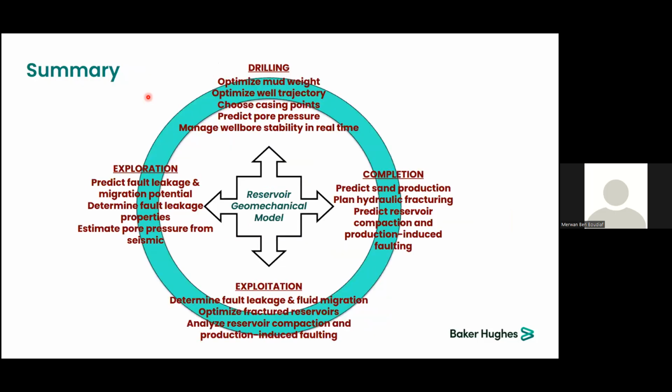So this is the end of the presentation. It took longer than expected, my apologies for that. We have seen that reservoir geomechanics is a core discipline that really deals with most facets of the oil and gas industry, from the exploration and the drilling to the production phase here. So thank you for listening, and if you have any questions, they are more than welcome.